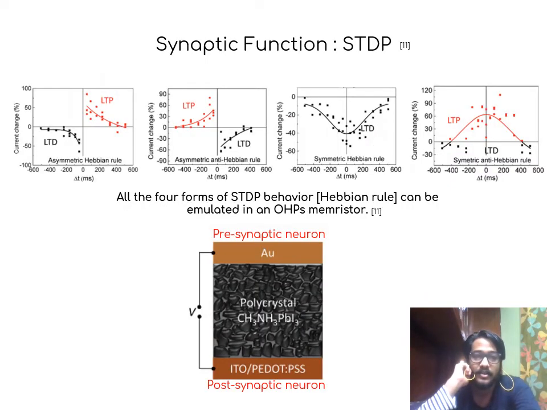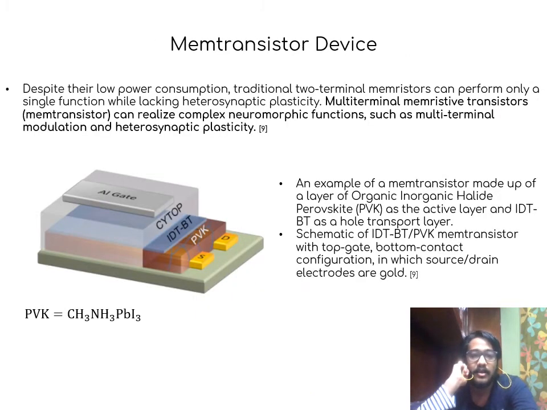By applying different pulses at the two electrodes of the memristor, all the four forms of Hebbian rule can be realized in a memristor, thereby emulating the STDP, or spike timing dependent plasticity, of synapse in this kind of devices. While memristors can be useful in synaptic devices, a multi-terminal device like a memtransistor is desirable to realize heterosynaptic plasticity in a complex neural network.